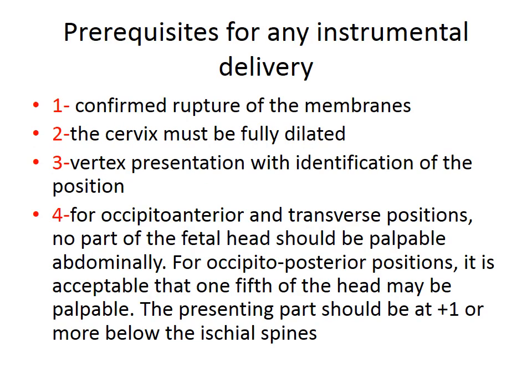In general, what are the prerequisites for any instrumental vaginal delivery? First of all, the amniotic membranes should be ruptured, so we have to confirm that the membranes are ruptured. The second thing, and a very important thing as well, is that the cervix should be fully dilated, with a few exceptions that have been mentioned in the previous slide for the vacuum. The third important prerequisite is that the vertex presentation is present with identification of the position of the presenting part.